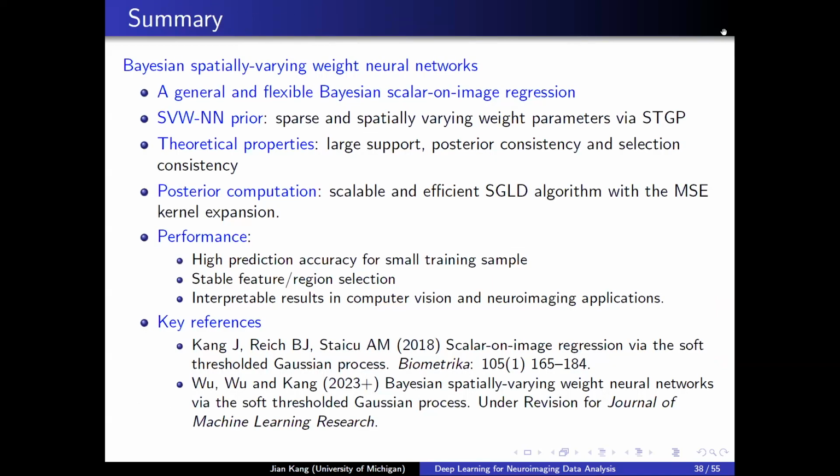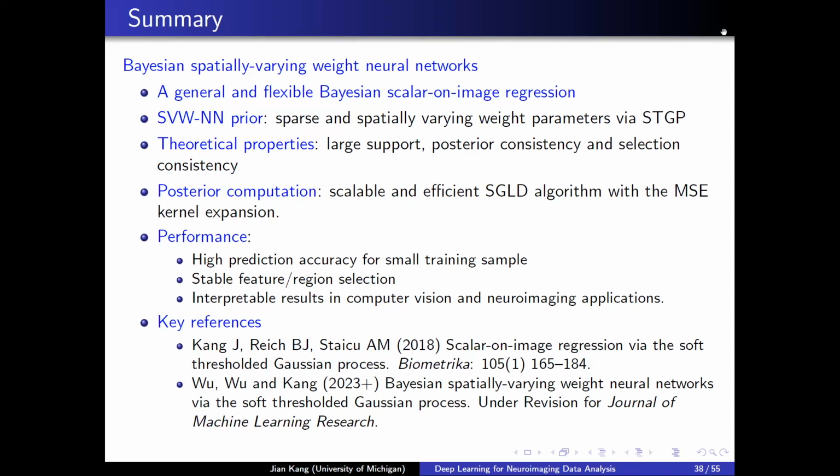So in summary, for this work, we are trying to define a neural network to encode spatial information and then study some theoretical properties for this general neural network method. I haven't talked about the posterior inference, but we're basically using a stochastic gradient Langevin dynamics method, and we can do the posterior inference efficiently.